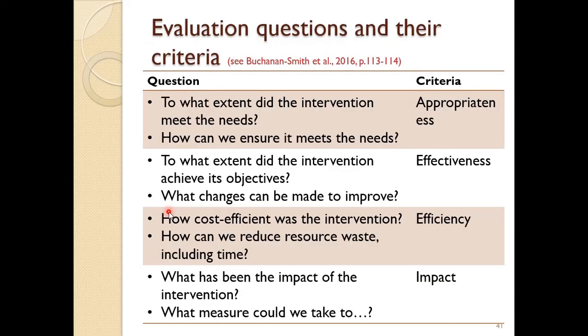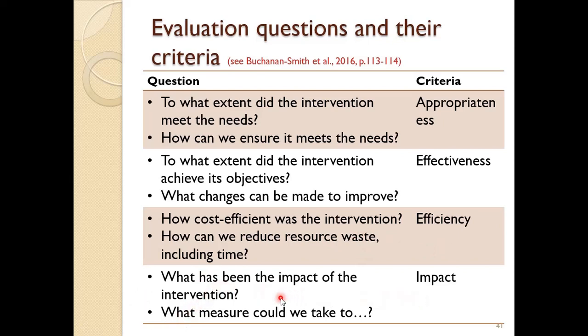Now, on the other side, the questions must match some kind of criteria. So we always rely on the evaluation criteria of the OECD, but some other agencies add other criteria depending on the kind of evaluation they want to do. I've already talked about these kinds of questions, but for instance, if you are testing appropriateness: to what extent did the distribution of mosquito nets among refugees meet their needs? For effectiveness: to what extent did cash transfers achieve the intended objectives? How cost effective was distribution of food?